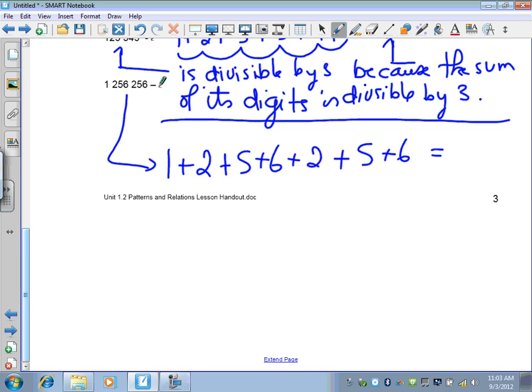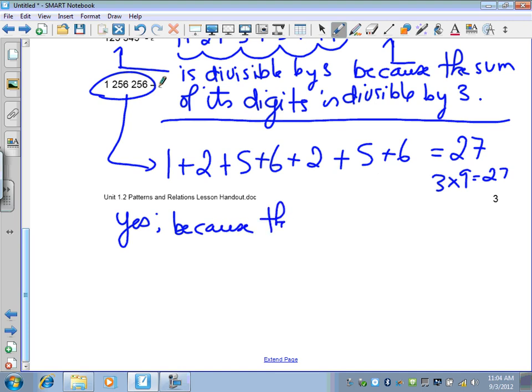There you go. Now you can add them all up. Now if you take your calculator and you add them up, you're going to find that the sum of these 7 digits is 27. Now, is 27 divisible by 3 evenly? And the answer to that is yes, because 3 times 9 is 27. So the answer to whether or not 1,256,256 is divisible by 3 is yes, it is. And why? You put down because the sum of its digits is divisible by 3.